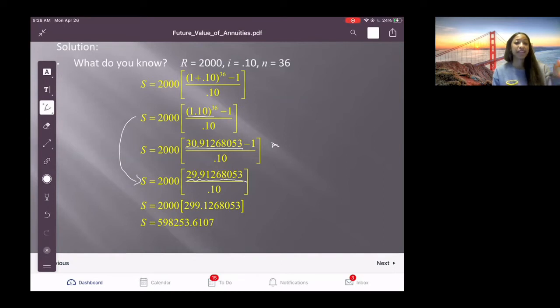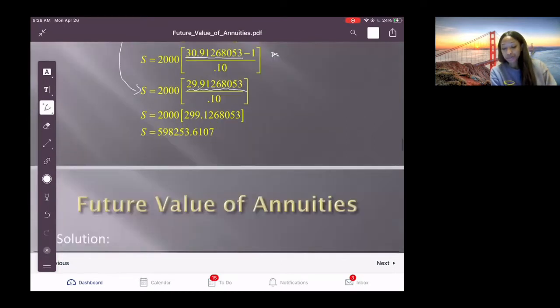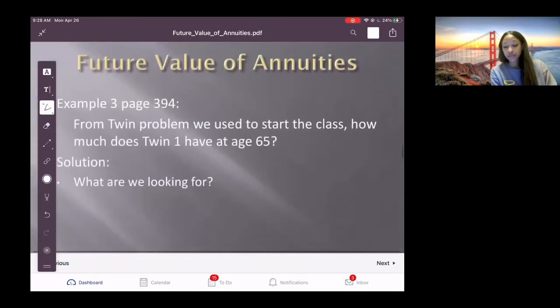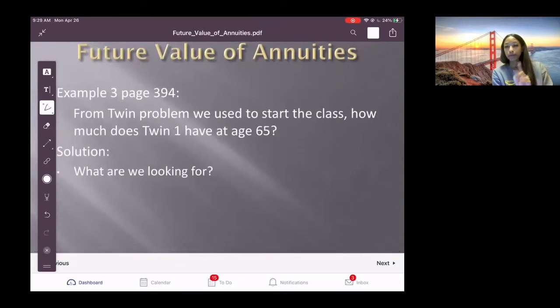All right, now let's go on to twin 2. Now, twin 2's problem is a little bit different because remember, I'm sorry, twin 1. Twin 1, she only invested for the first 8 years and then just stopped investing. But the money in the account would still be growing because it's still earning interest. We're just not adding any new payments to it. So we're going to have to actually break this up into 2 different parts.